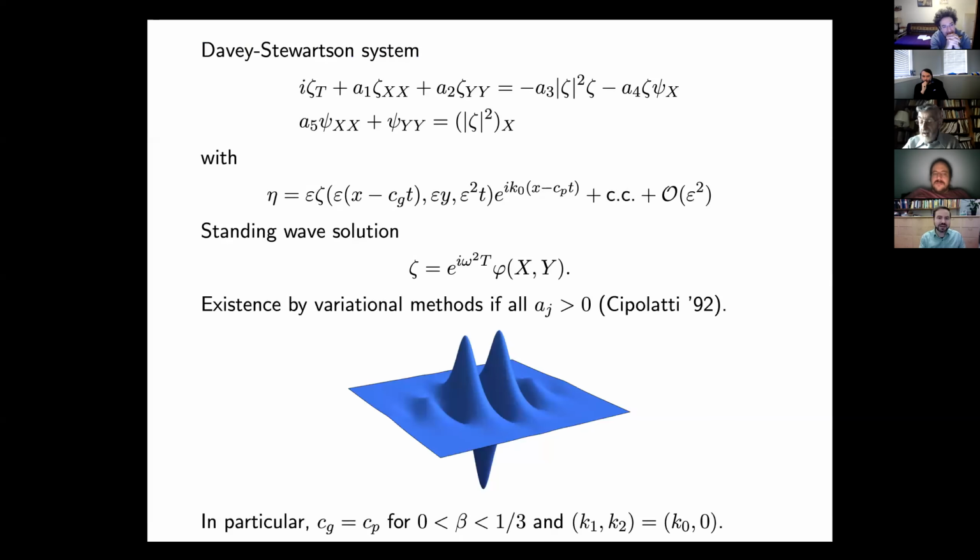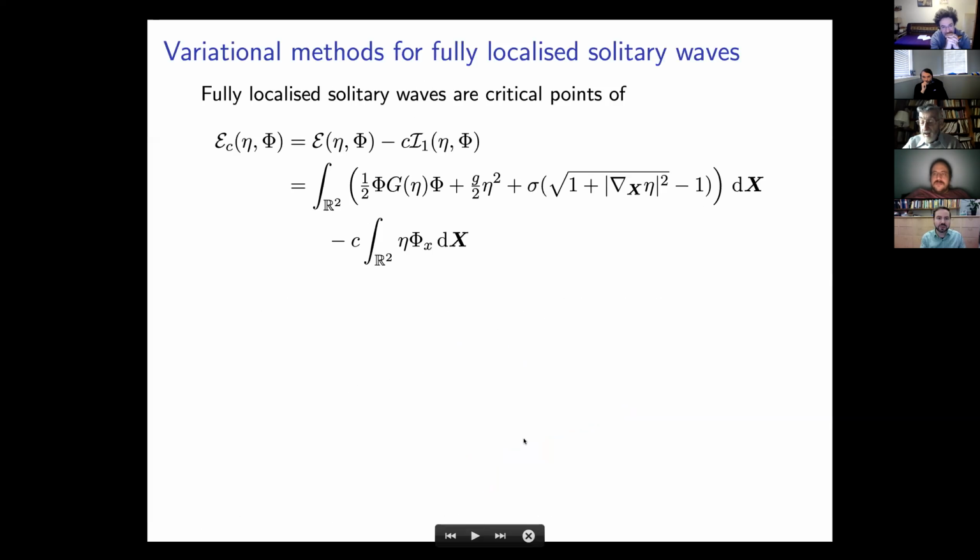Okay, so now again, we ask whether there is an analog of this solution for the full water wave problem. One way of proving this is to use variational methods. This connects to the Craig and Nicholls paper. Again, we use this modified energy where we subtract c times the horizontal momentum in the x direction. I just include one of these two momenta because I want the waves to be traveling in the x direction.